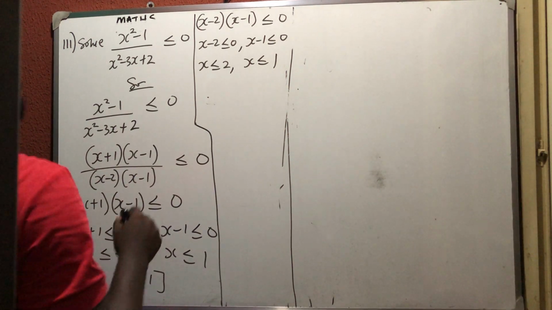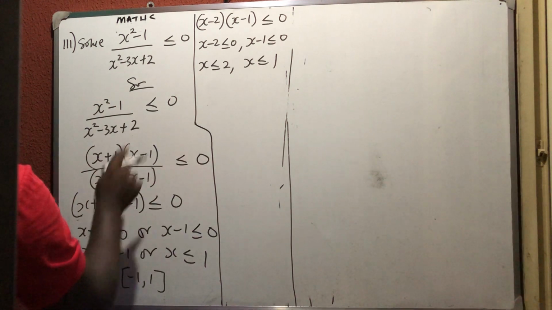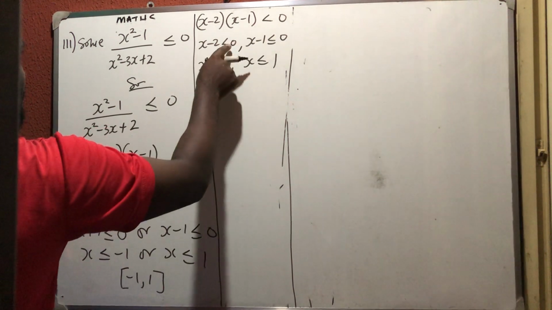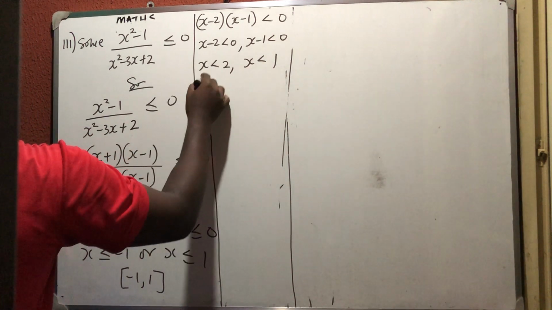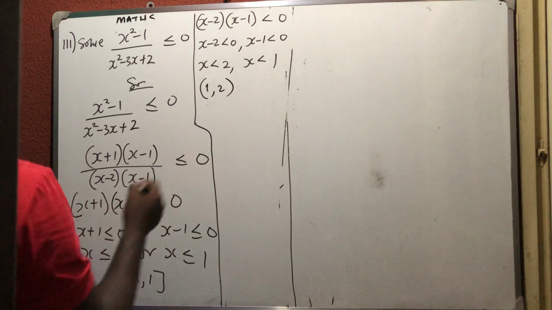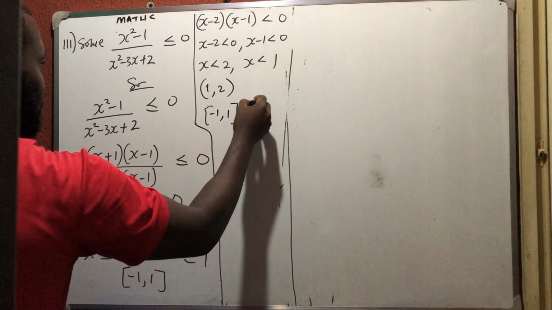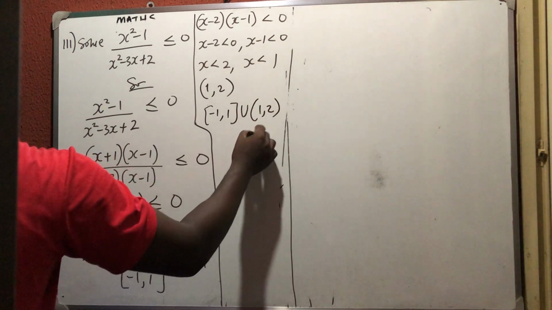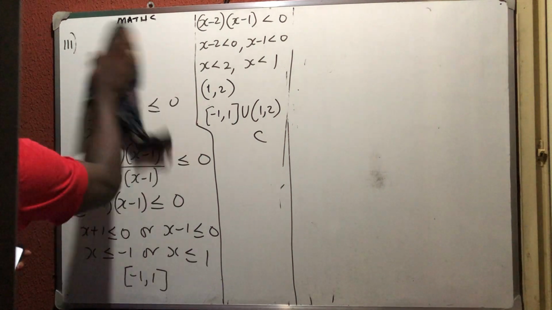Combination of 1 to 2. Okay, but here for the denominator we are not using equality. Sorry, so we are not using equality. So I'm having that what? This is what? 1 comma 2. So now the answer is the union of them, minus 1 comma 1 union 1 comma 2. So the answer is C. The answer is C. Okay.